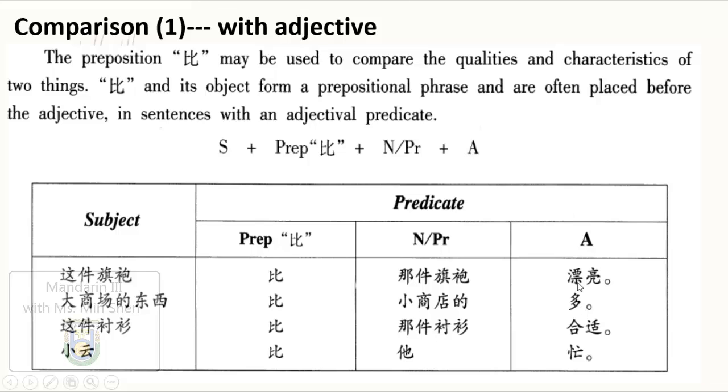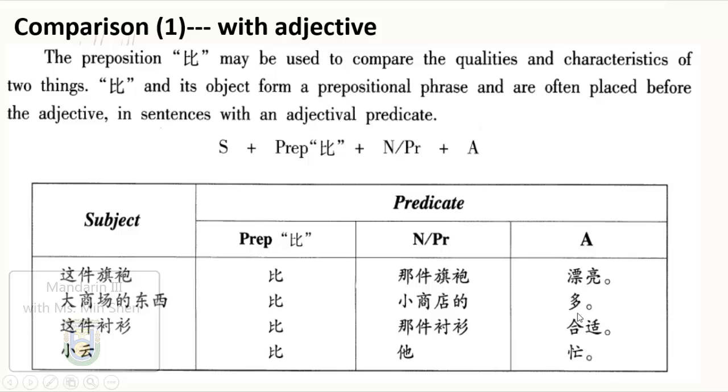For example, we can look at these examples here. Beautiful, right? The first one: 这件旗袍比那件旗袍漂亮. So this piece of 旗袍, comparing to that piece of 旗袍, is beautiful, 漂亮. Or that means this piece is more beautiful than that piece. So these are the examples of comparisons with adjectives. More beautiful, 漂亮. 多, more.